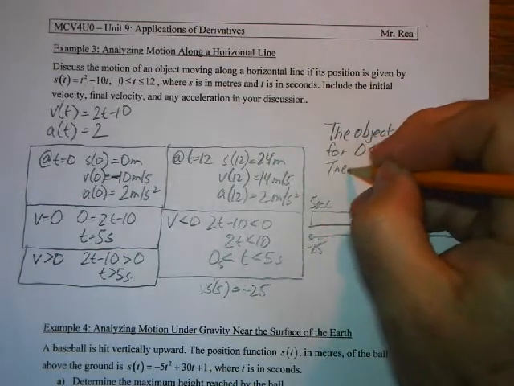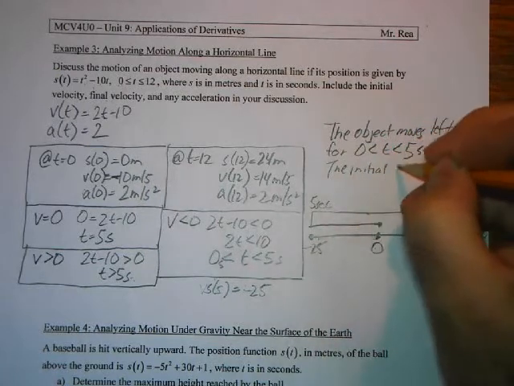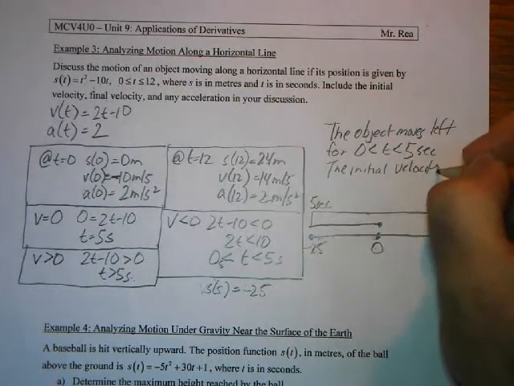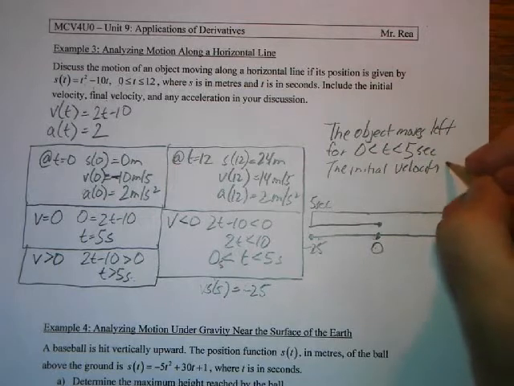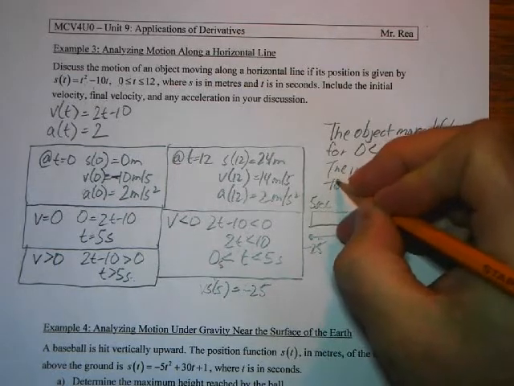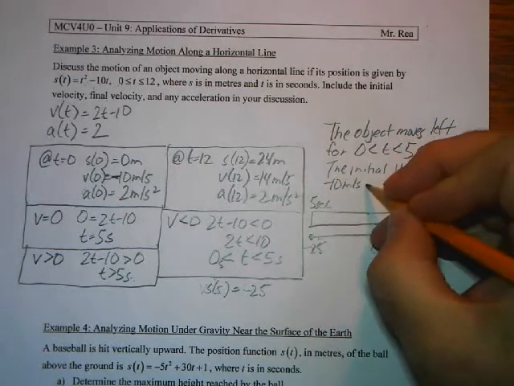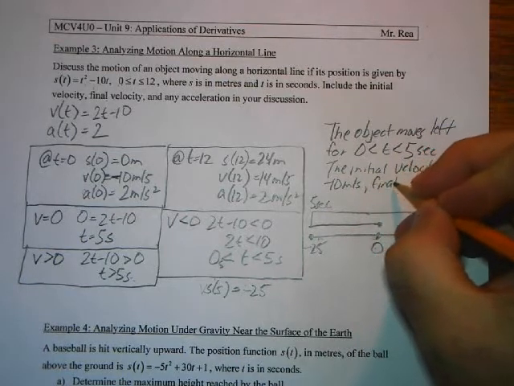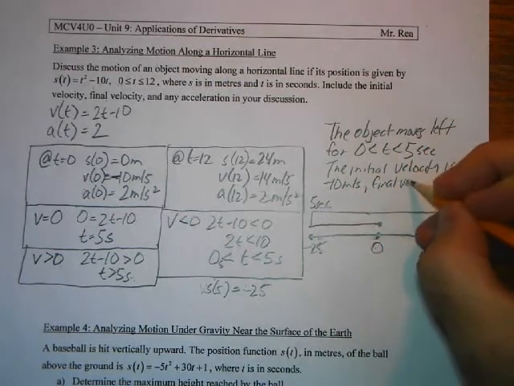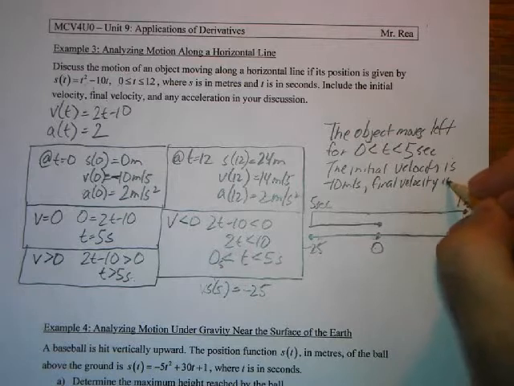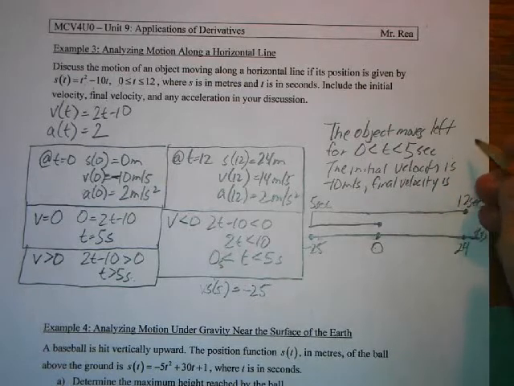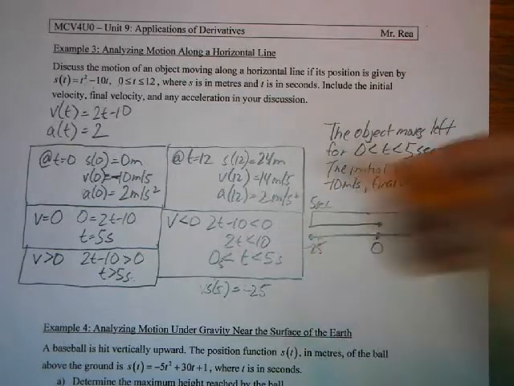The initial velocity is negative 10 meters per second. Final velocity is 14 meters per second. And that's what we got from these 2 boxes where we started.